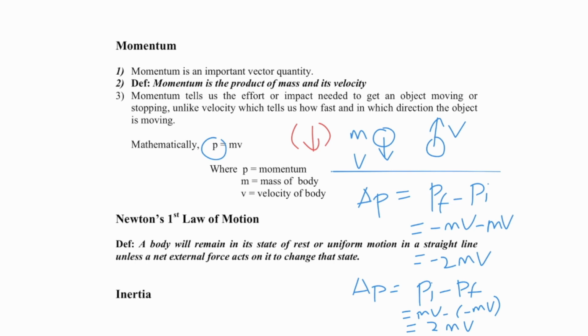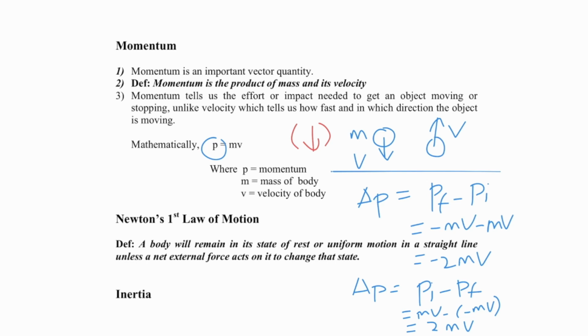You understand that? That's what I'm trying to tell you. When you want to find change of momentum, you have to make sure that direction is important. If you're taking down as positive, then up will be negative. Then that is your final minus initial. But if you take initial minus final, you must also consider direction. Never forget that. So it's never 0 if it's bouncing. Many people will put the change of momentum as 0 because going mv, coming back mv. Not true, because you must look at direction. Do you understand? Okay, let's look at the next part.